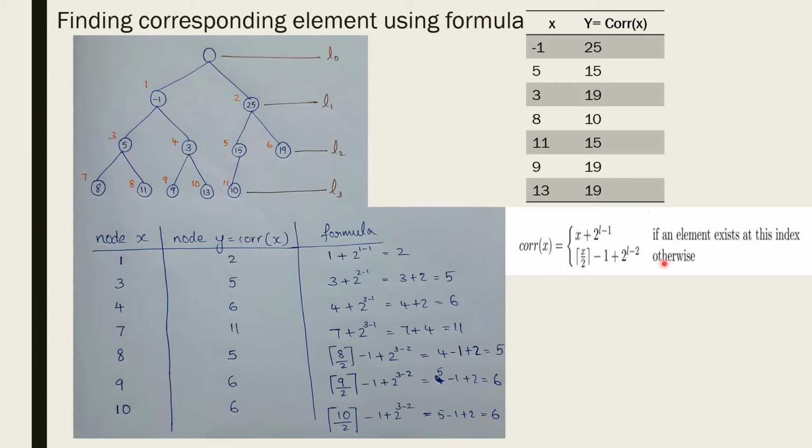Now for the cases like otherwise, where the corresponding y is not present, in such cases we use this formula. Now let us see for the 8th node. So what is the formula?